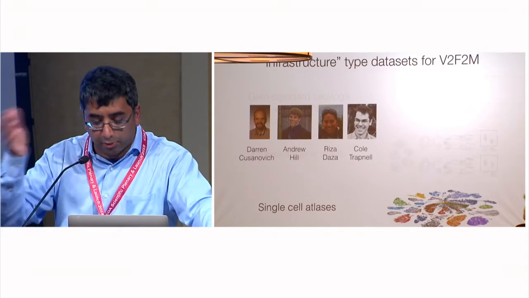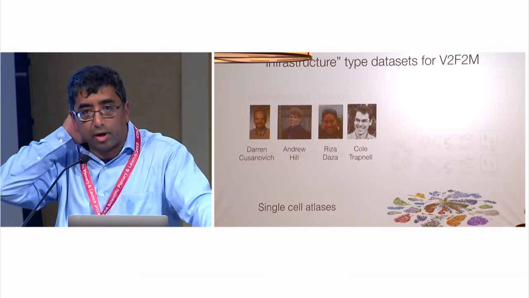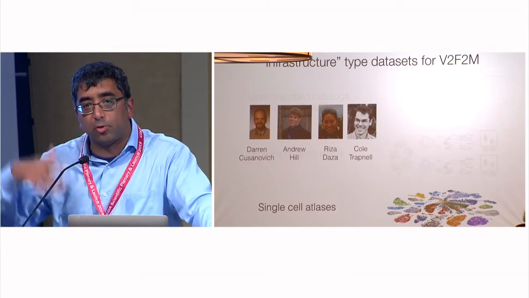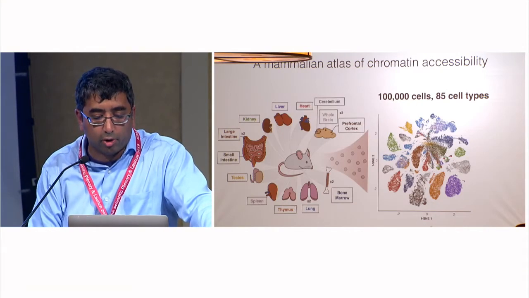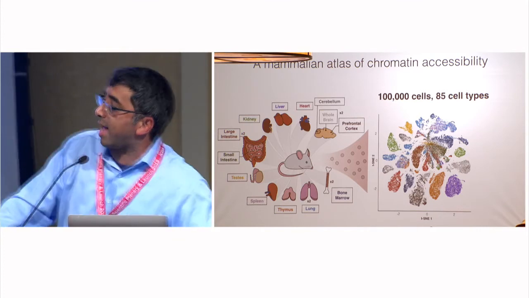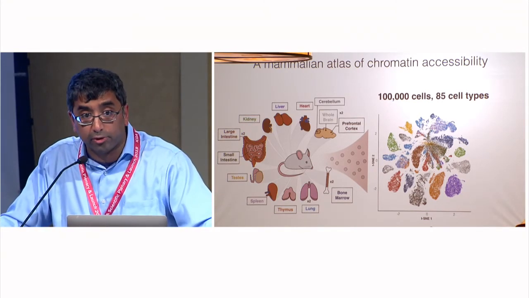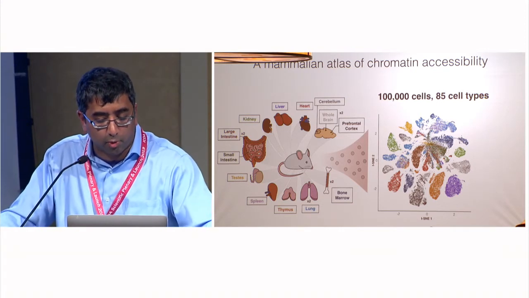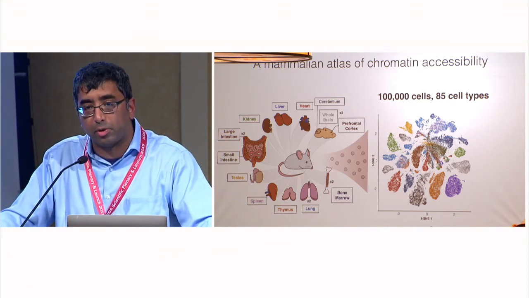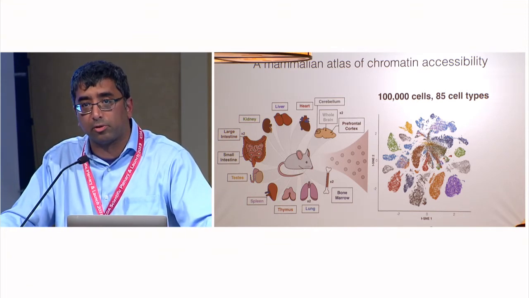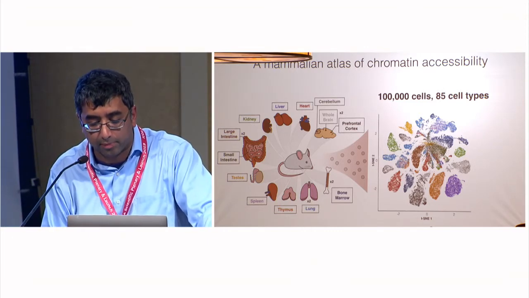Okay, one more example, and this relates to some of the things that Aviv talked about. How can we leverage single cell atlases to further knowledge of the etiology of common disease? So we, a couple years ago, generated an atlas not of gene expression, but of chromatin accessibility, and not in humans, but in the mouse. So this is about 13 or 14 tissues from an adult mouse where we've measured chromatin accessibility collectively in around 100,000 cells. We're able to define about 85 cell types on the basis of these data.